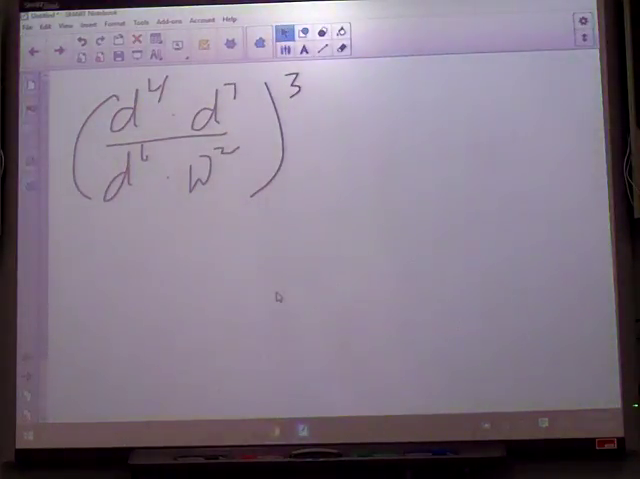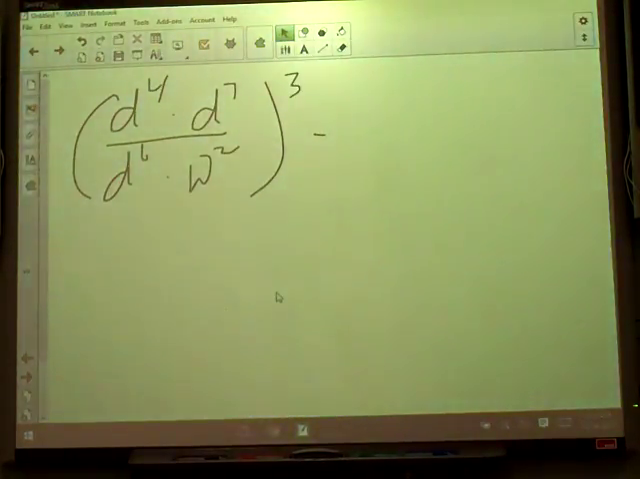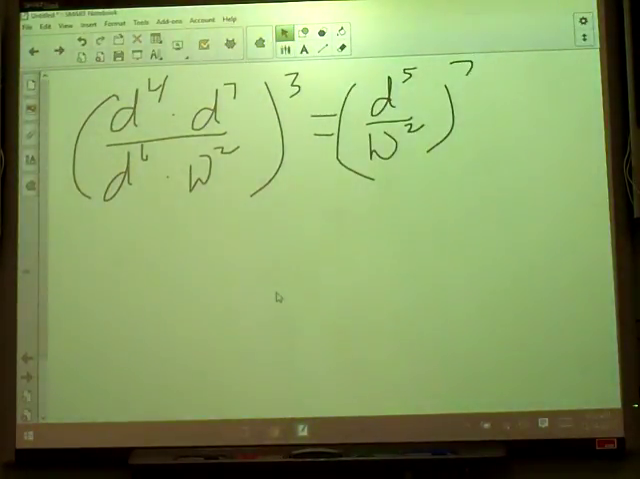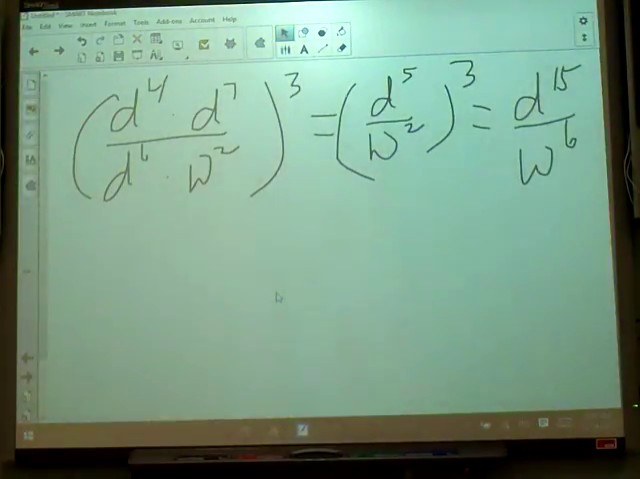On the top, those d's are being multiplied, and what do you do with powers when you multiply? Add, so that turns that on the top to d to the 11th, right? You follow that? 7 and 4 is 11. But then you got a d to the 6th on bottom. What do you do when it's division? Subtract. So we got an 11 over 6. 11 minus 6 makes that d to the 5th, all to the 3rd. So now power to a power, you multiply. So it's d to the 15th, w to the 6th.